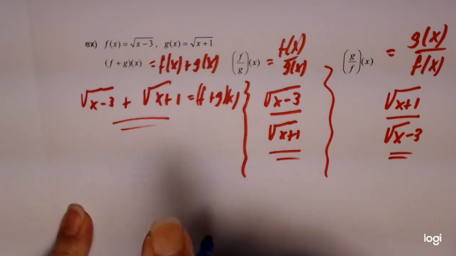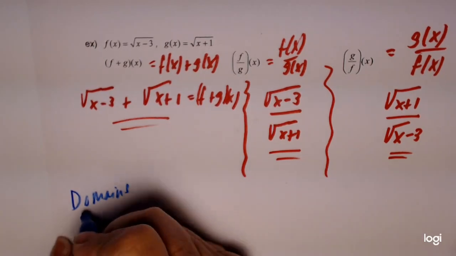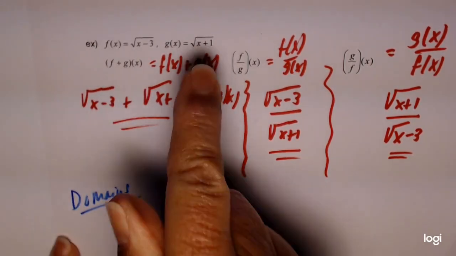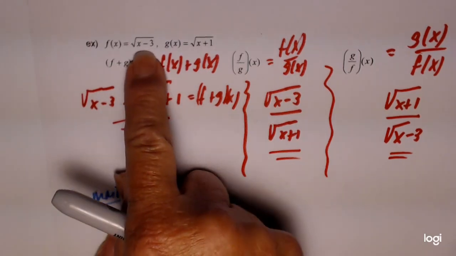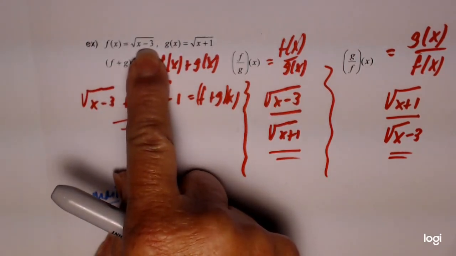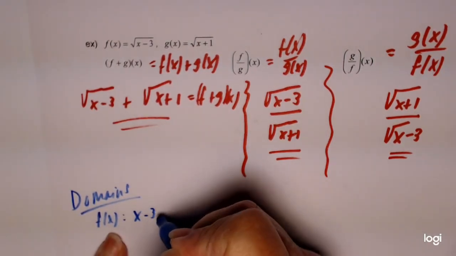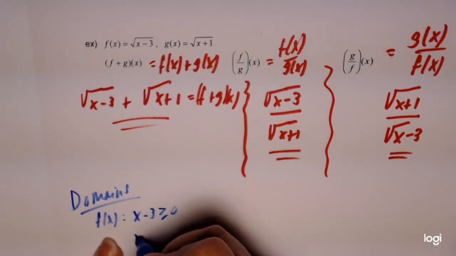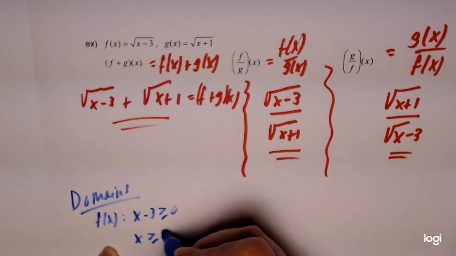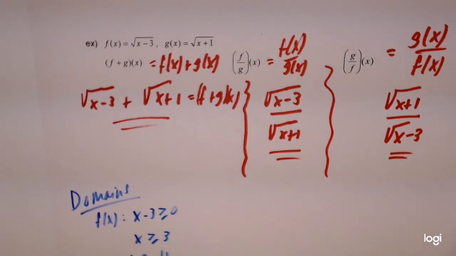So we need to consider the domains of f of x and g of x. So for f of x, the domain of f of x, what's under the square root here has to be bigger than or equal to 0. So for f of x, x minus 3 has to be greater than or equal to 0. Add 3 to both sides, and we get x has to be greater or equal to 3. And this is going to be 3 to infinity.